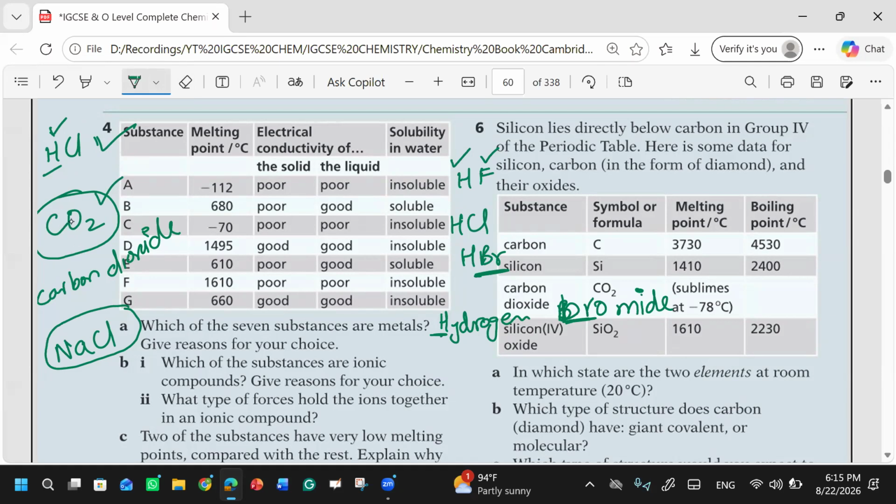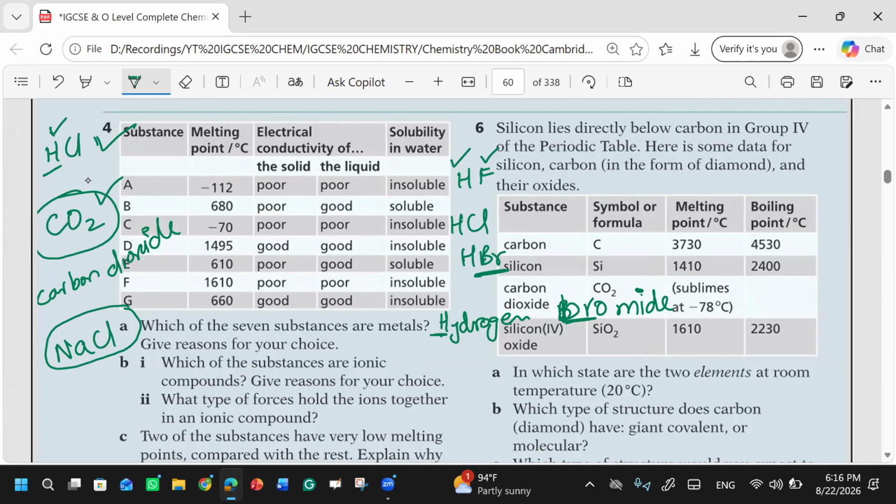Which one has the lower group number? Carbon belongs to group number 4, and oxygen belongs to group number 6. So definitely we know that carbon will come first, right? We don't say dioxide carbon. This is not the correct name. We always say carbon dioxide.